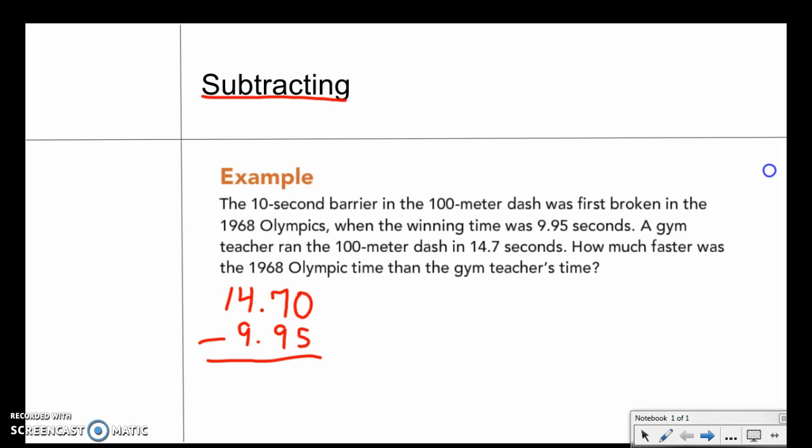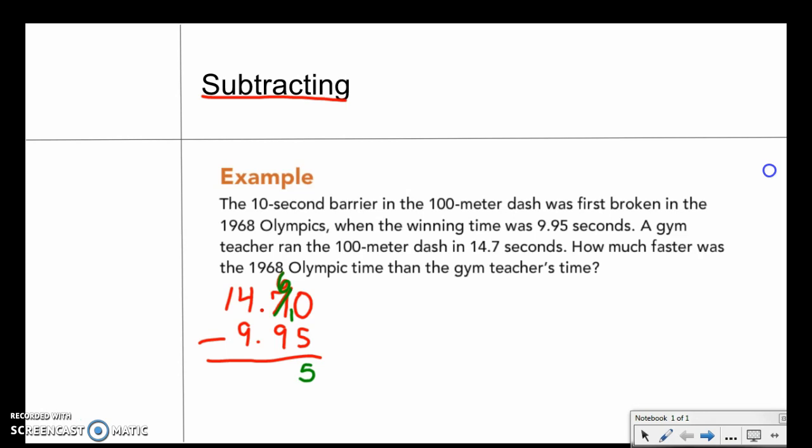0 minus 5, well, we can't do that, so we're going to move on to the next place value, which is the tenths place value. 7 tenths minus 9 tenths. Well, we're going to bring one of the tenths from the 7 over to the 0. So we're going to take a tenth from the 7 so it turns into 6 tenths. That's green. Okay? And the 0 gets turned into a 10 because you've taken a tenth over to the 0. 10 minus 5, that will give us a remainder of 5.